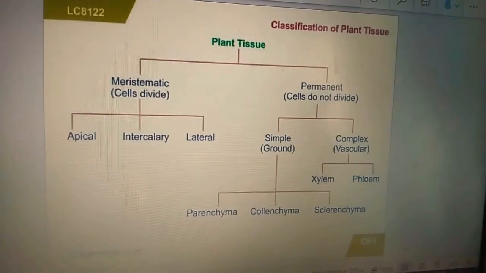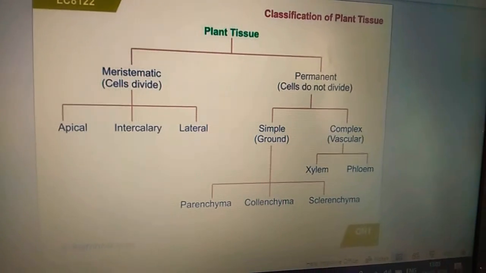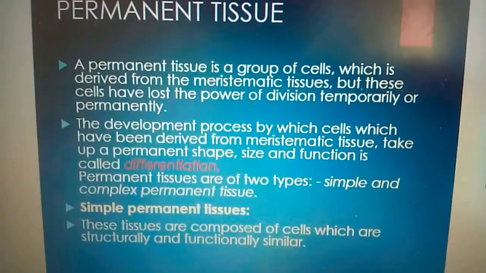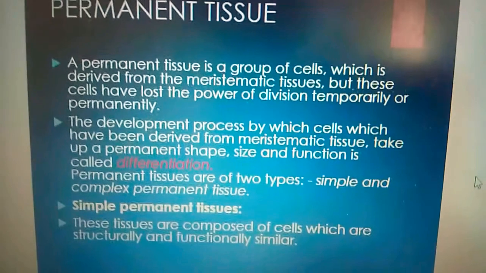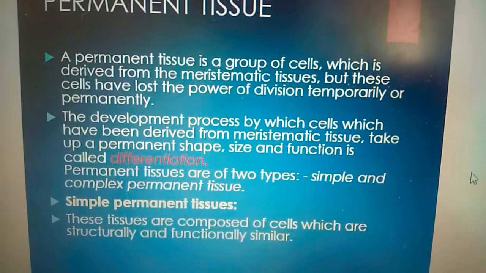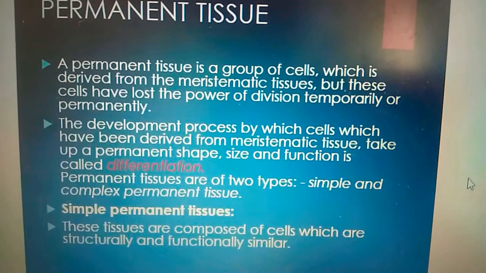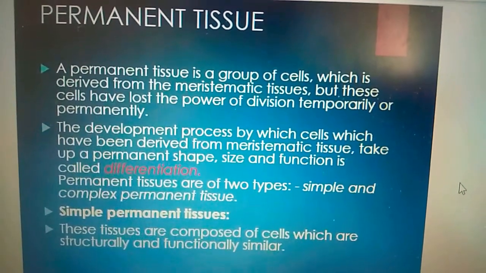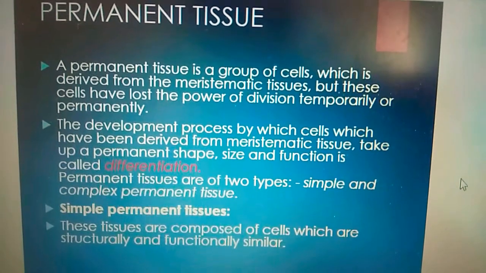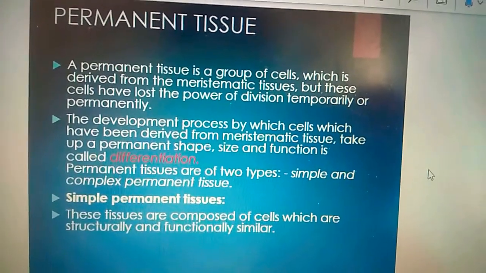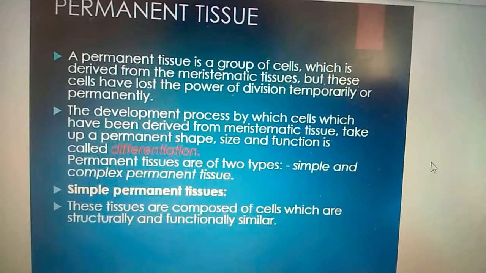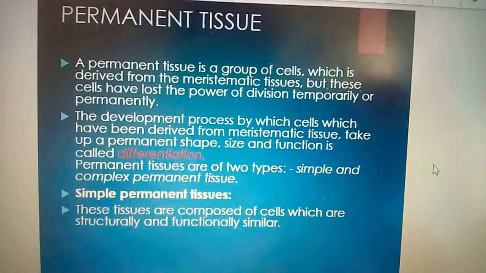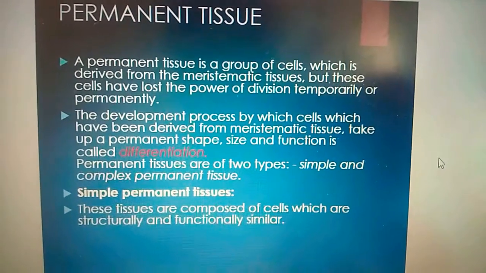Now as we have completed the meristematic tissues learning part, here we have permanent tissue. Now in permanent tissue, we will read about it. A permanent tissue is a group of cells which is derived from the meristematic tissues, but these cells have lost the power of division temporarily or permanently. Then we have the development process by which cells derived from meristematic tissue take up a permanent shape, size and function, which is called differentiation.